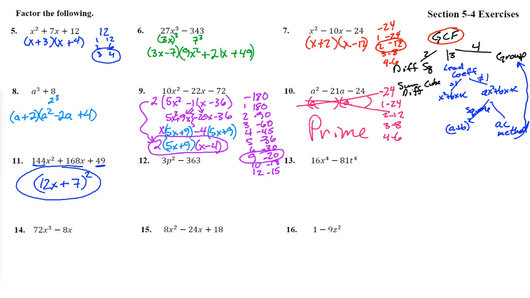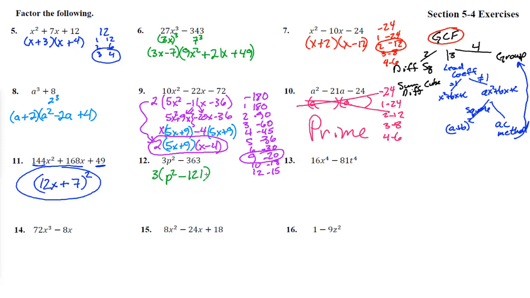All right, next one. Number 12, 3p squared minus 363. Here's a great example of why we don't jump to see if it's a difference of squares or a difference of cubes, because 3 doesn't work and 363 doesn't work. Don't skip the first step. You've got to see if there's a greatest common factor first. So here we can pull out a 3 and we get p squared minus 121.